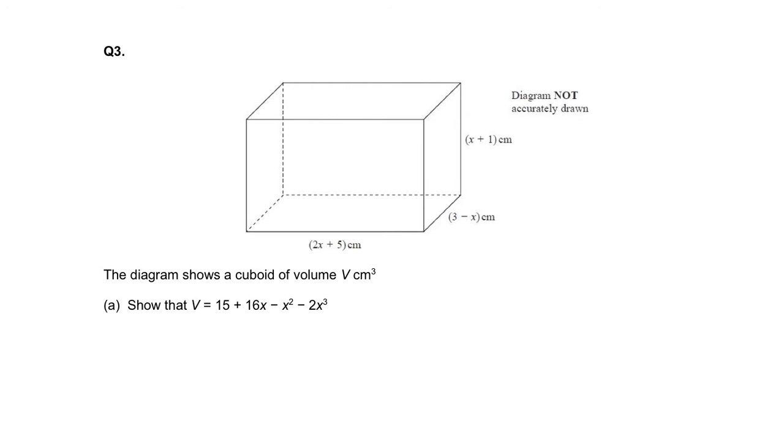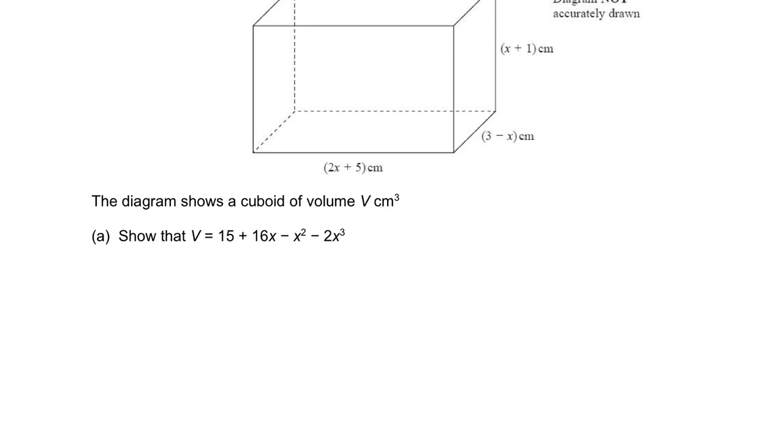The diagram shows a cuboid of volume V centimetres cubed. Show that the volume equals this. Okay, how do we find the volume of a cuboid? Just multiply all the sides. Yeah, we're going to multiply all the sides together. So we're going to have (2x + 5) multiplied by (3 - x) multiplied by (x + 1). Okay, this is what the volume equals.